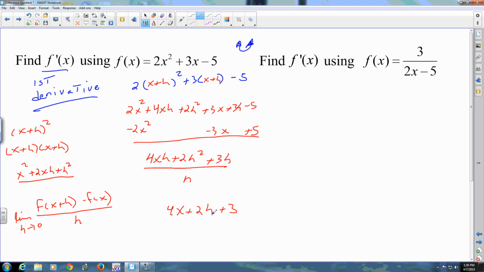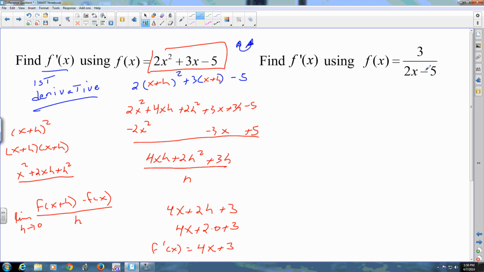Wherever there's an h, let it be 0. So I have 4x plus 2 times 0 plus 3. So I'm left with 4x plus 3. This is the first derivative of this equation. This is an equation for the slope anywhere on that parabola. Cool. So there we go.